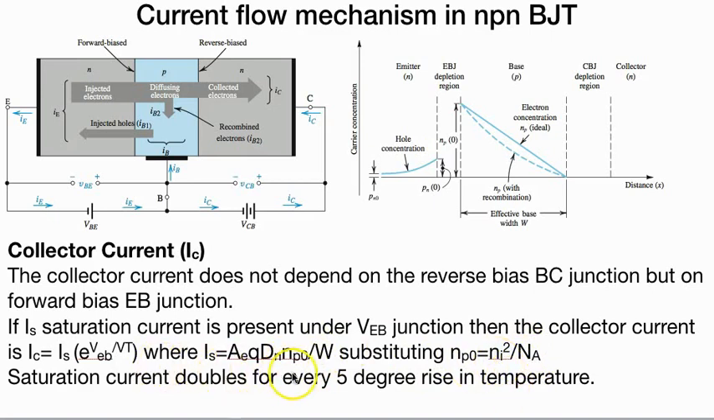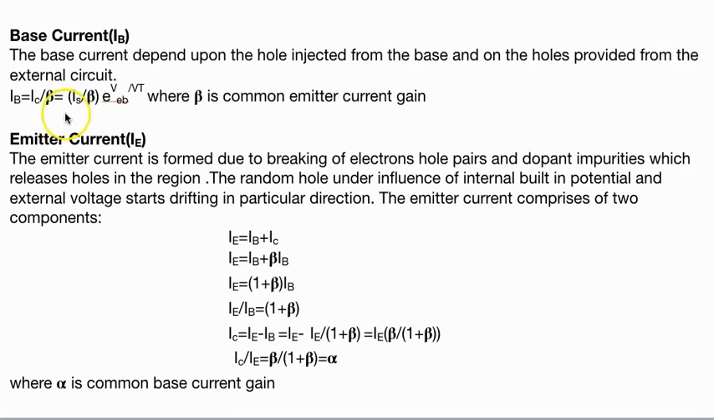The saturation current doubles for every 5 degree rise in temperature. The collector current doubles for every 10 degree rise in temperature. The base current can be found by this formula. You can derive the emitter current, which is formed due to the breaking of the collector hole pairs and the dopant impurity which releases holes in the region. These both phenomena combine to form the emitter current. The emitter current parameter is alpha, where alpha is the common base current gain.